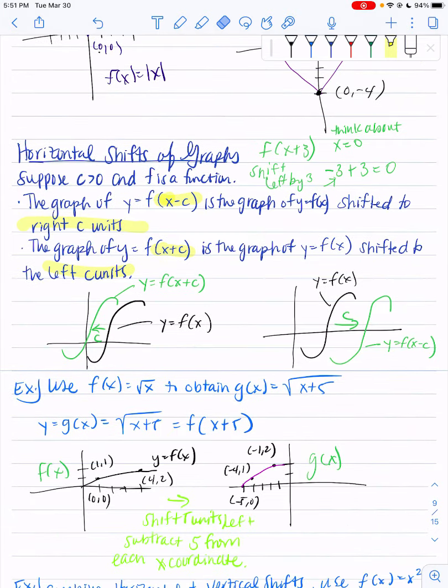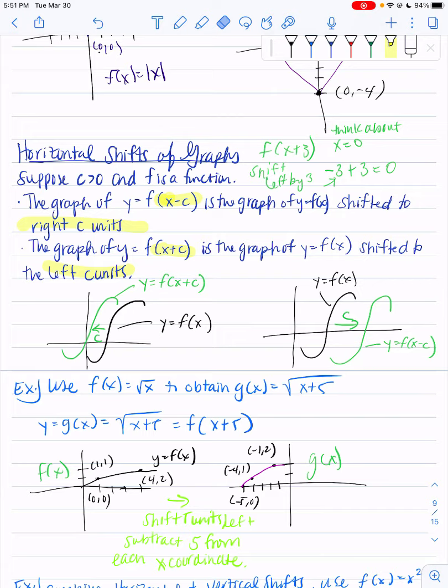Okay, horizontal shifts of graphs. This one's a little bit tricky or weird, but I'll explain that right now. Suppose that c is greater than 0 and f is a function. The graph of y equals f(x minus c) is the graph of y equals f(x) shifted right c units. The graph of y equals f(x plus c) is the graph of f(x) shifted left c units.